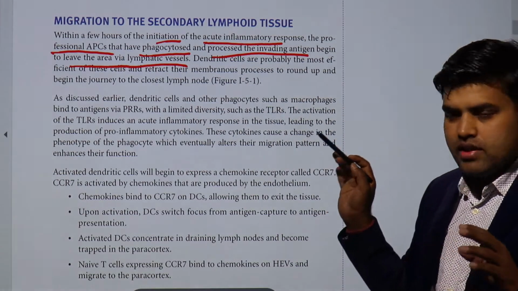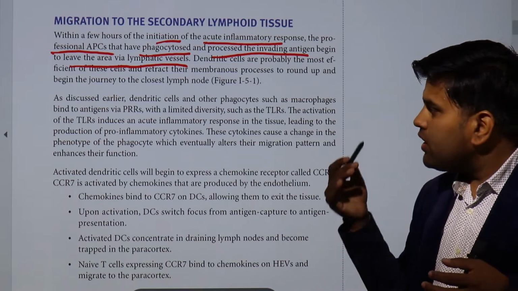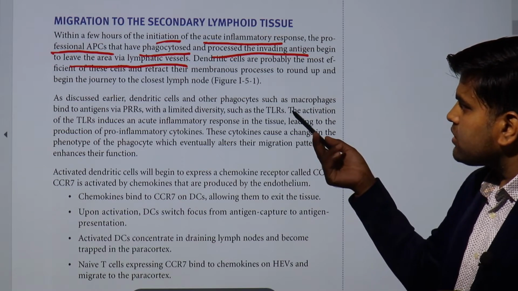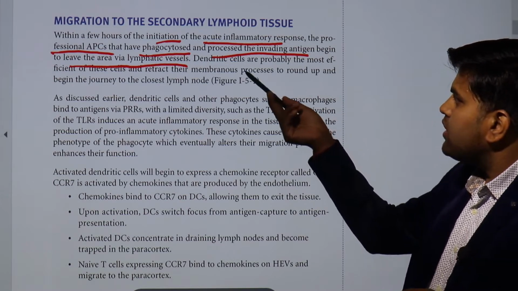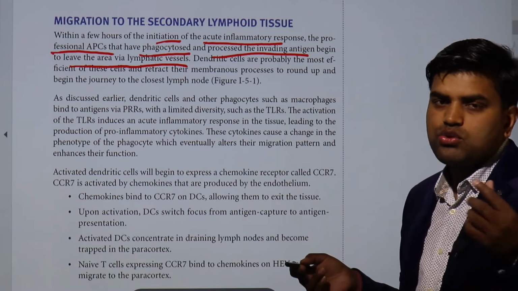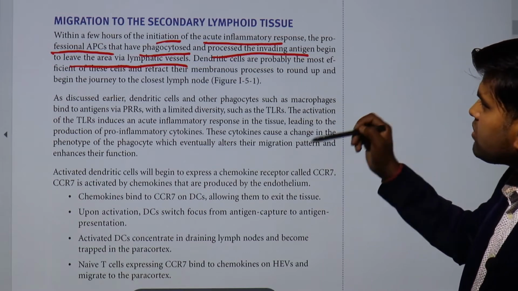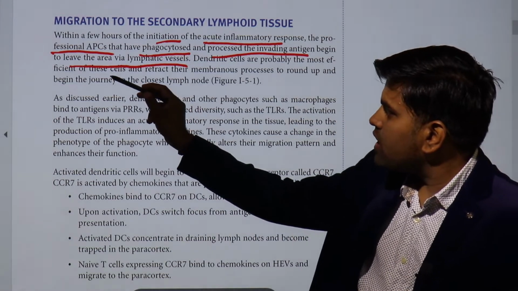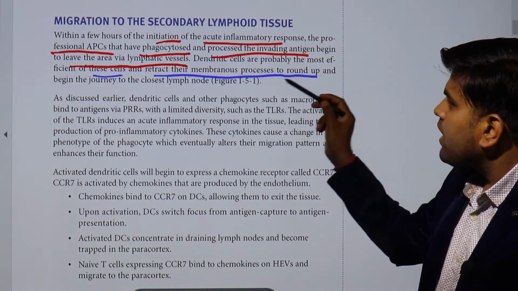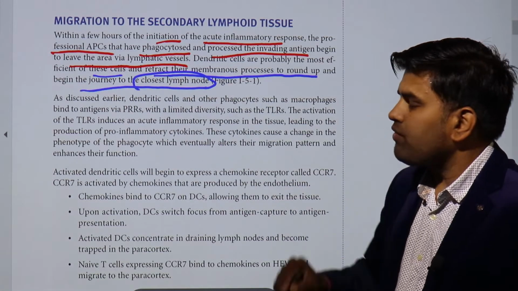So what is happening? The inflammation has begun. There is a breach, an infection in your skin or any part of your body. The professional antigen presenting cells, that is the dendritic cells and macrophages, phagocytose and process the invading antigen and begin to leave the area via the lymphatic vessel. The dendritic cells are probably the most efficient. They retract their membranous processes to round up, and they begin the journey to the closest lymph node. So they will go to this closest lymph node.